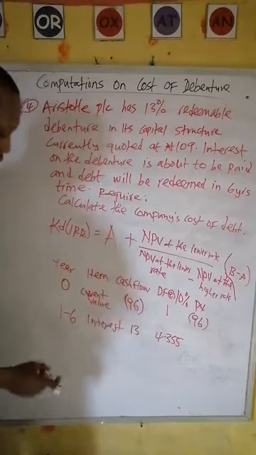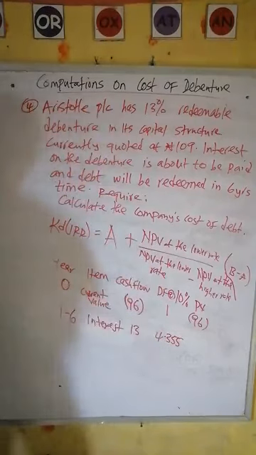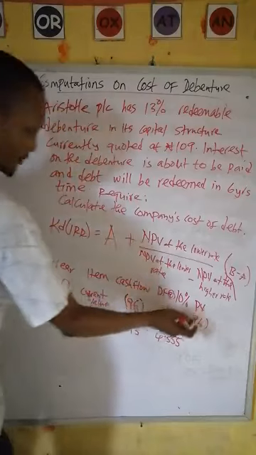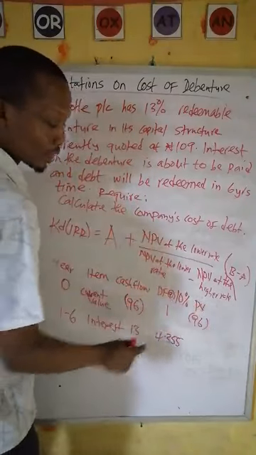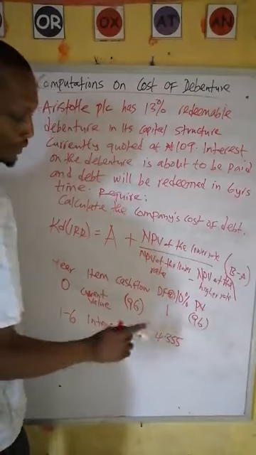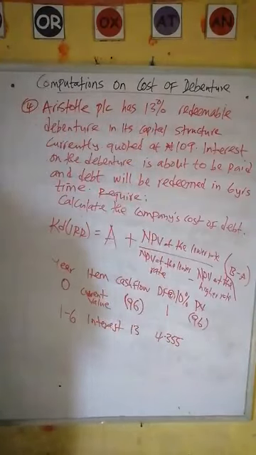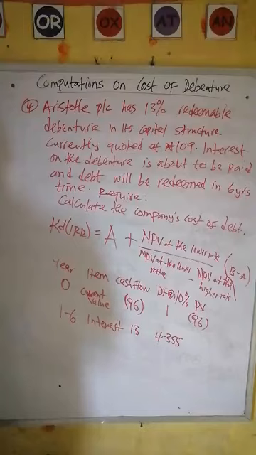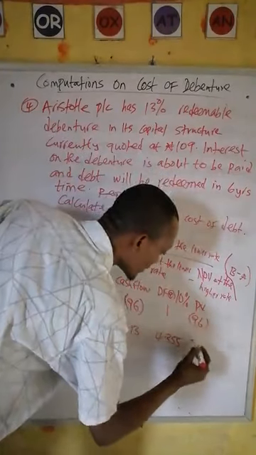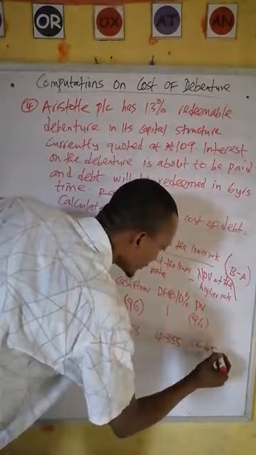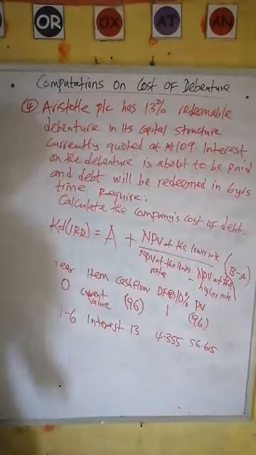But now, when the discount factor is 4.355, what is the present value? PV means present value. So 13 multiplied by 4.355. You have 56.615. Okay? So what next is coming in?